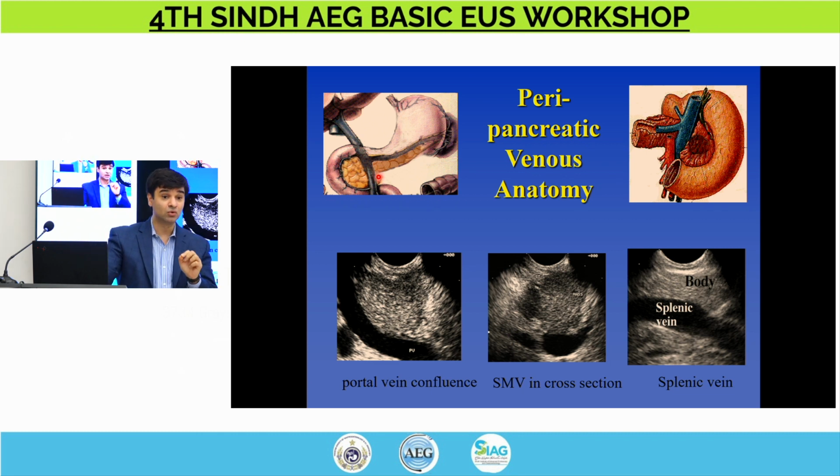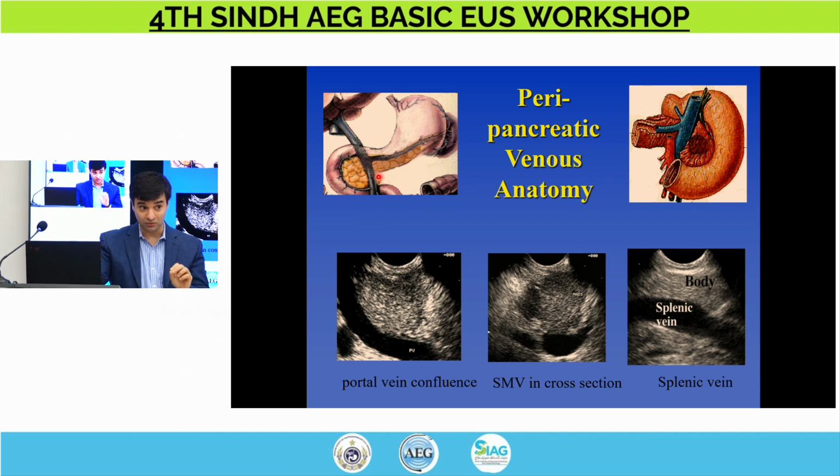If you were to learn how to identify just one structure within the abdomen, that is the one you want to learn, the confluence of the portal vein.